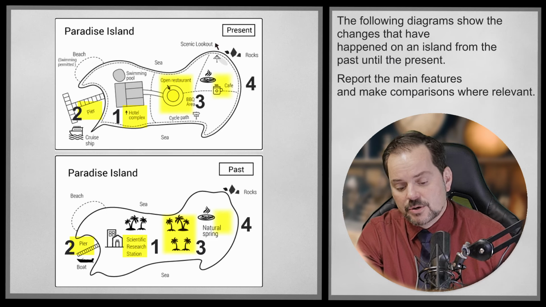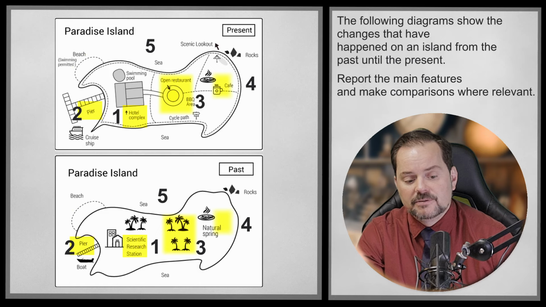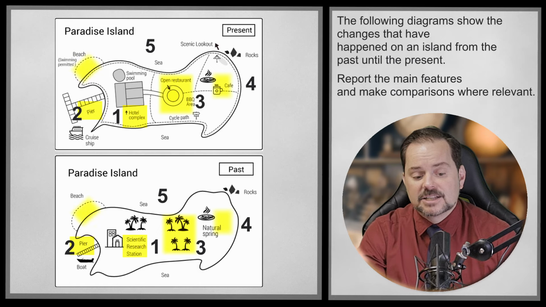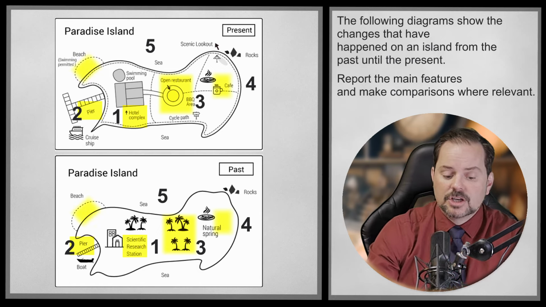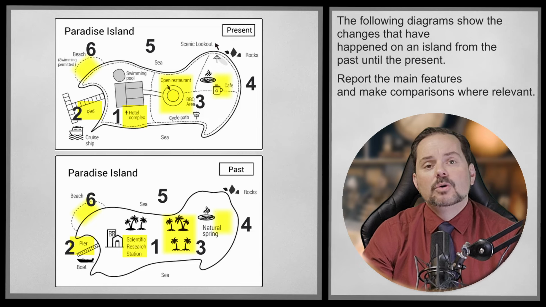Number 5, I notice the cycling path that goes around the circumference of the island and the rocks to the north that again have remained the same with the addition of a scenic lookout. This would be my number 5 or number 6. Last but not least, the beach to the northwest would be my number 7. And I follow this pattern in my body paragraph.